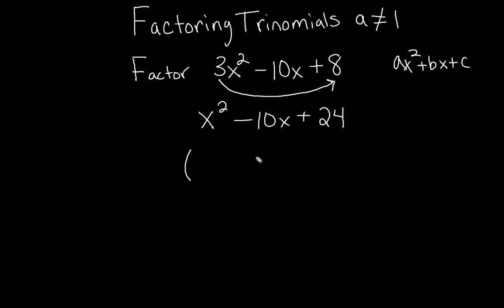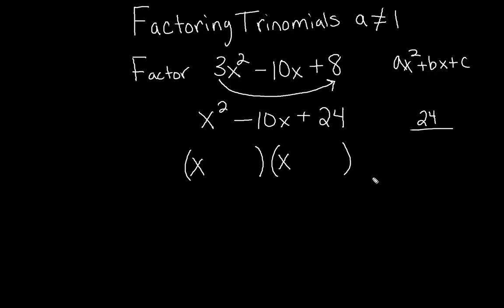So if we set up our two sets of parentheses, we know in order to get this first term, it's just x times x. But then we have to ask ourselves, what two things can we multiply together to give us 24 that when we add them give us negative 10? So let's look at that over here.